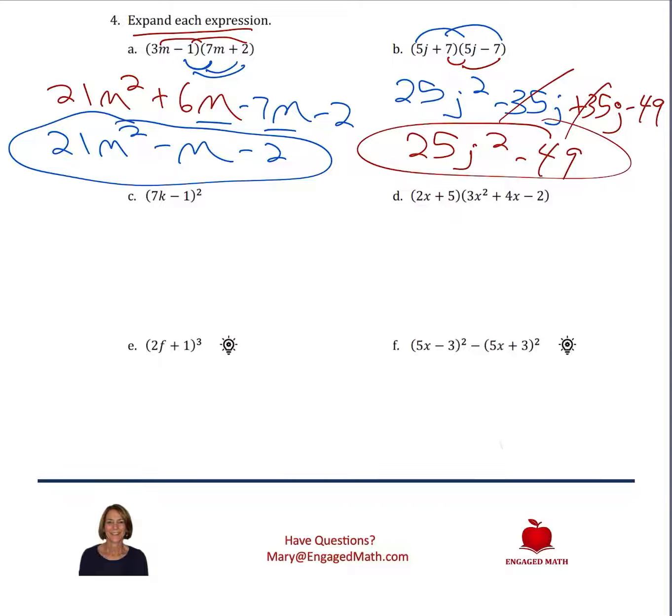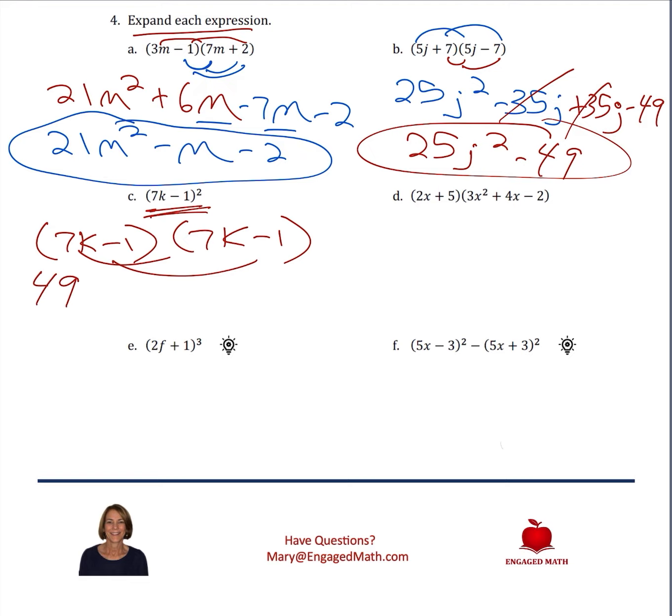All right, so let's go to the next one where we have 7k minus 1 squared. A very common error is to just square the 7 and square the negative 1. But you can't do that. You have to take the entire quantity, 7k minus 1 times 7k minus 1, and do double distribution again. Okay, we're going to do the 7k to both terms. So we get 49k squared minus 7k.